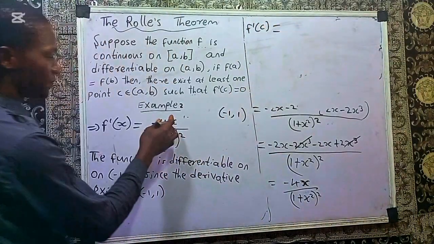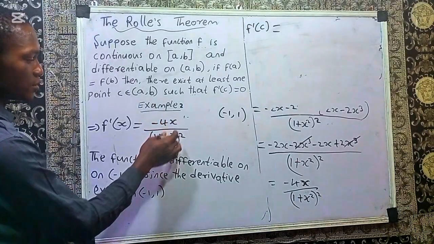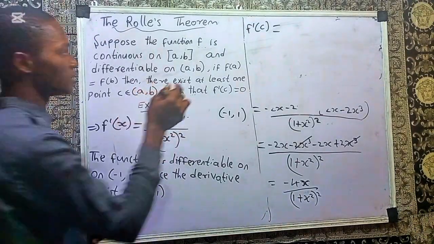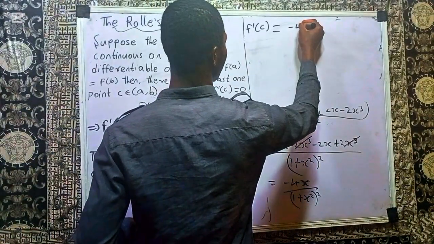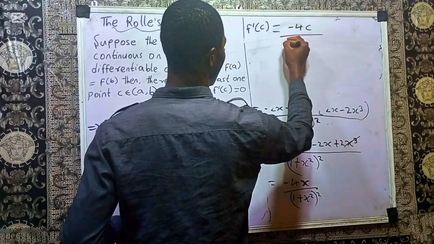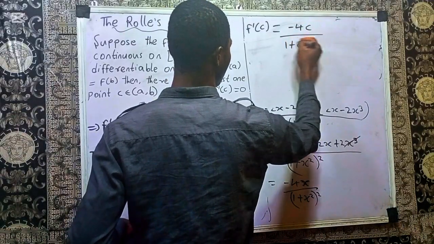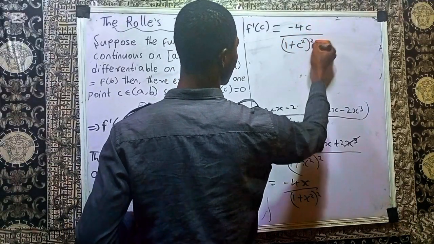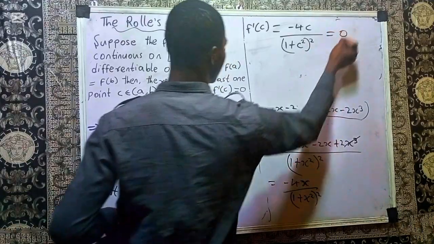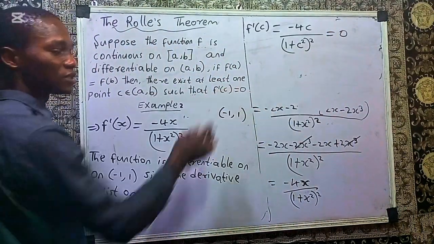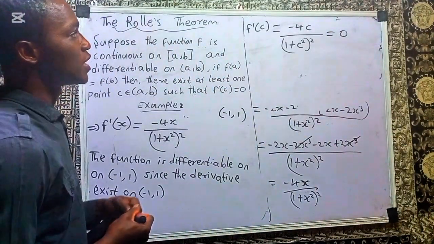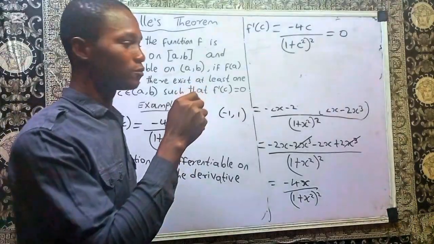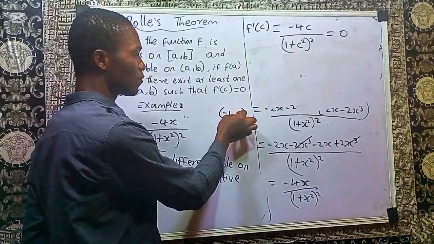So you come to the derivative, replace x with anywhere you see x, replace it with c. So I have negative 4c divided by 1 plus c squared all squared. We will set it to be what? 0. F prime at c equals 0. We'll set it to be 0 and solve. And check whether that number c will be a number between negative 1 and 1.